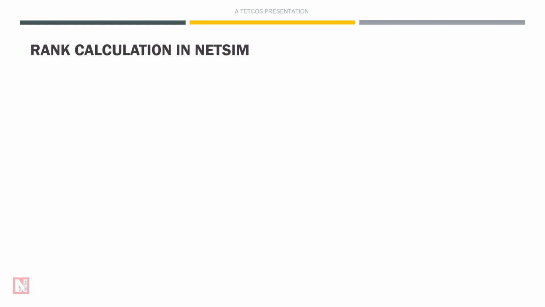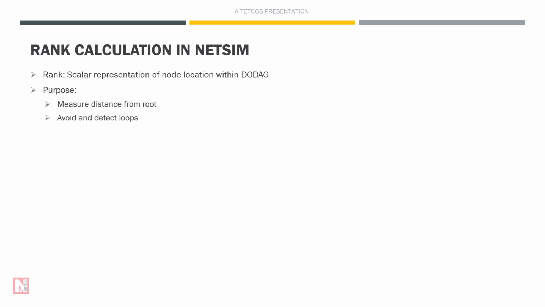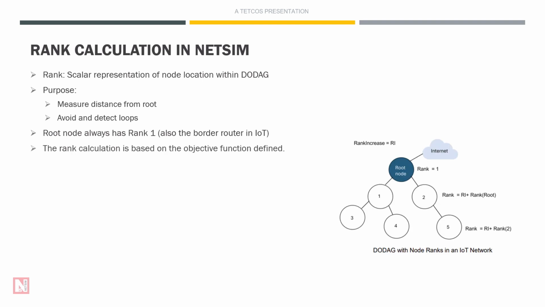In RPL, rank is a scalar value that represents a node's position within the DODAG. Its primary purposes are to measure the distance from the root node and help prevent loops. The root node, often the border router in IoT networks, always starts with a rank of 1. Ranks are computed using an objective function, as defined in the RPL protocol.